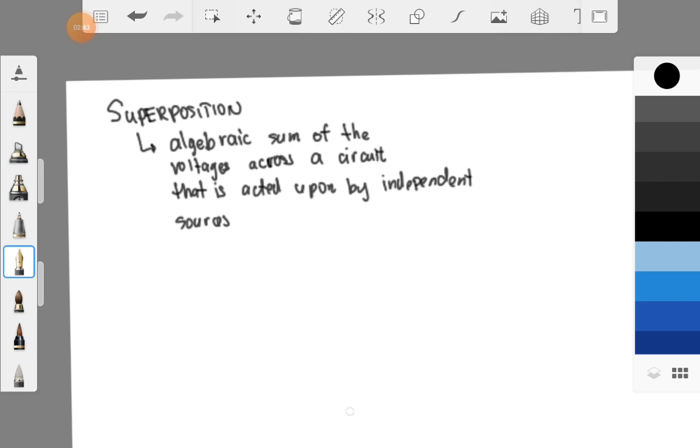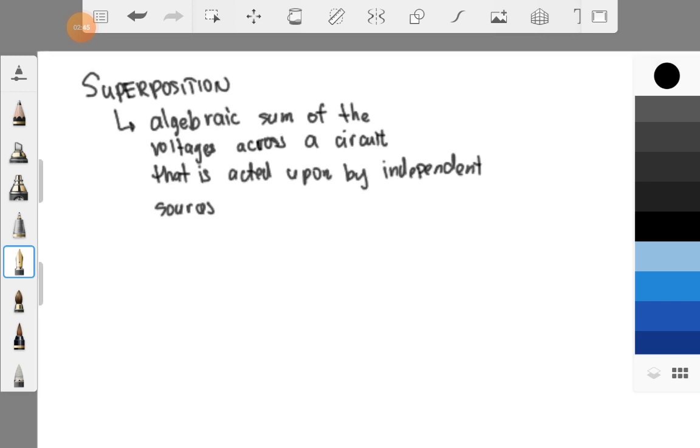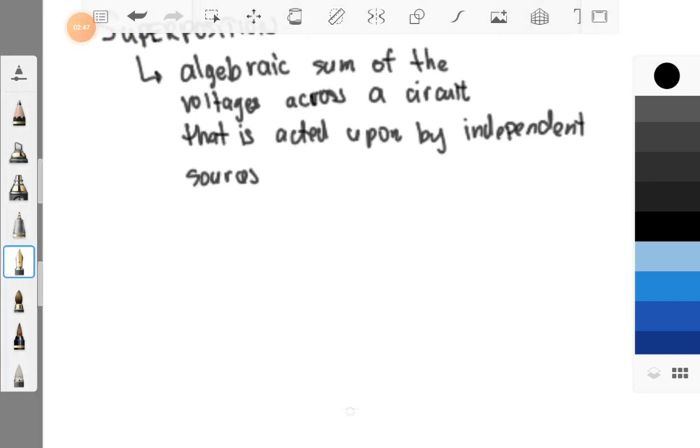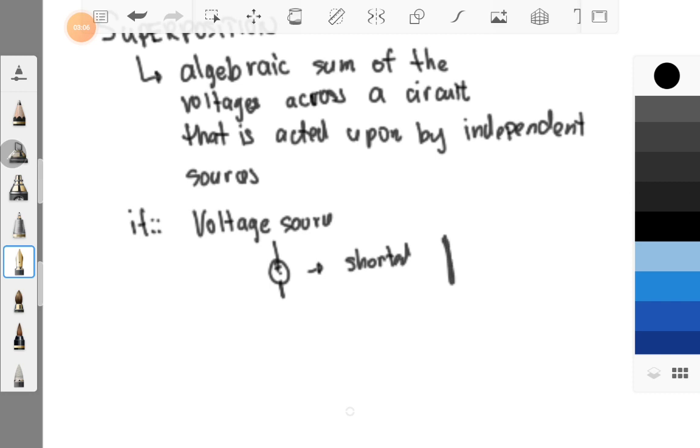Okay? Ang kailangan mo lang tandaan in superposition theorem is that if there is what you call your voltage source. So ito yung voltage source natin, di ba? And it would be shorted. Pag sinabi natin shorted, magiging isang line lang yan. If turned off.